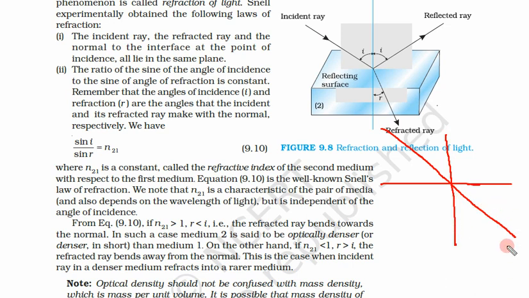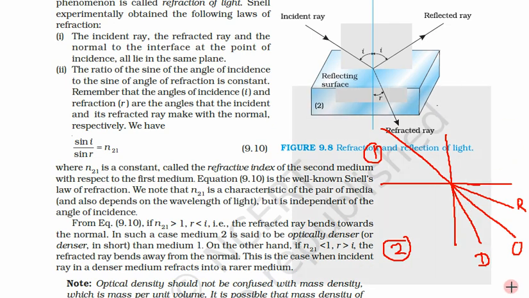If the material or the medium here, so this was medium 1, this was medium 2. If medium 2 is denser, then it bends this side, this is the denser, this was the original. If it is rare, then it goes away from the normal. Rare, away from the normal, denser, towards the normal. So these are the properties.